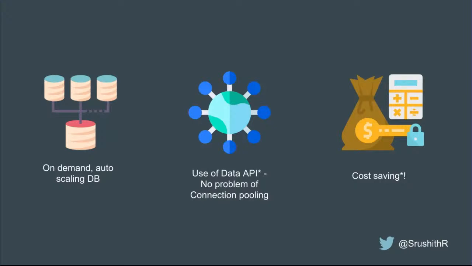The next one is cost saving. Now, one of the most lucrative things about serverless is cost saving, isn't it? Because you only pay for as much as you consume, right? Now, with Aurora Serverless, as I said, it's a serverless database, so it can scale up and down. And based on the number of vCPUs, the provisioned capacity that is consumed, you will be charged, right?